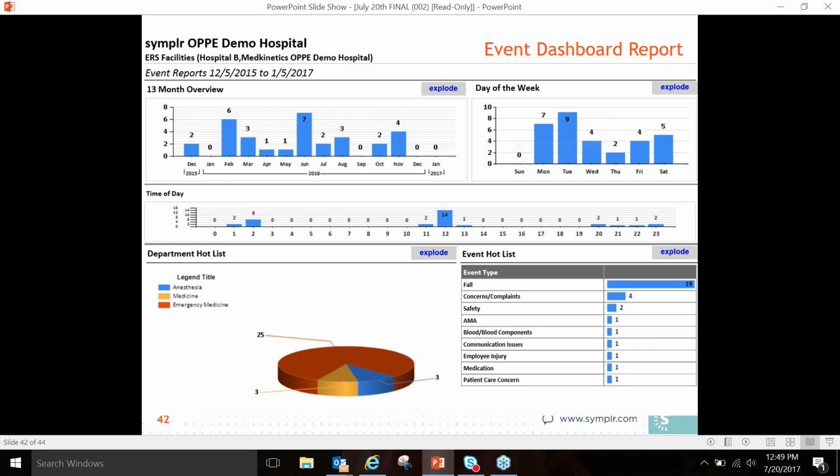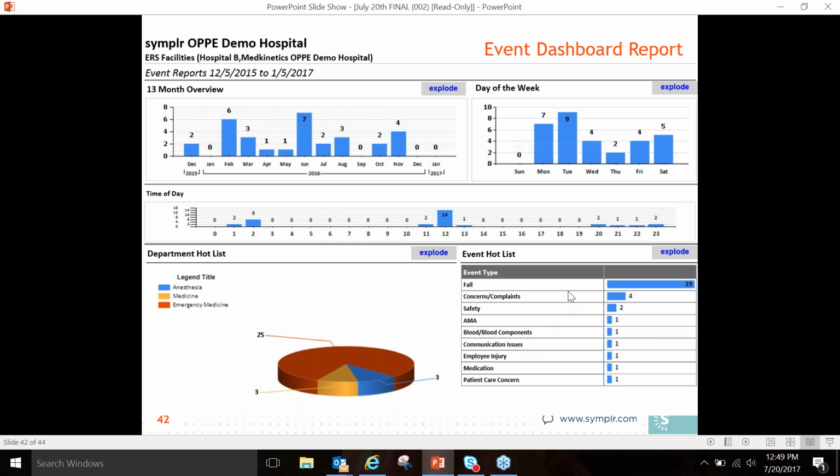Why are they happening so often on a Tuesday? What time of day? Well, it looks like around noon. Maybe we have a lot of folks at lunch or whatever the case may be. But this will help me as a nurse manager or floor manager or whatever to start to look at these things and say what's going on. These are reports that you can distribute to each department and let them see. For instance, here I've had 25 events in emergency medicine with this pie chart. We've got a problem, obviously, in emergency, so I need to probably attend to that first.